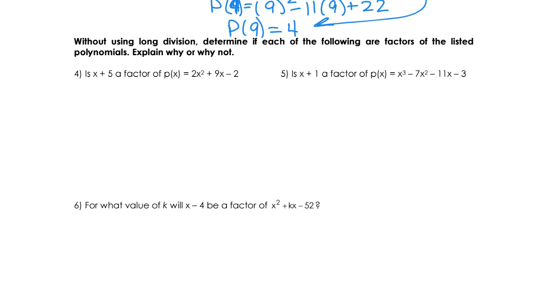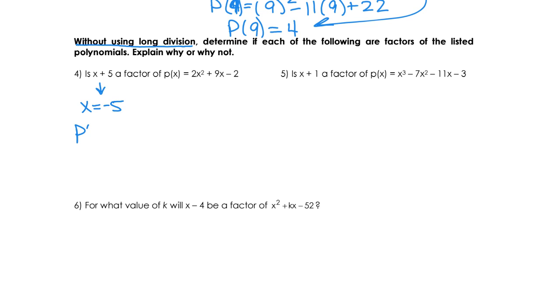It says without using long division, determine if each of the following are factors of the listed polynomials. Explain why or why not. So without using long division, they want us to take the shortcut. They want us to use the remainder theorem. Okay. So is x plus 5 a factor? We don't know yet. But we're going to turn this into x equals -5.